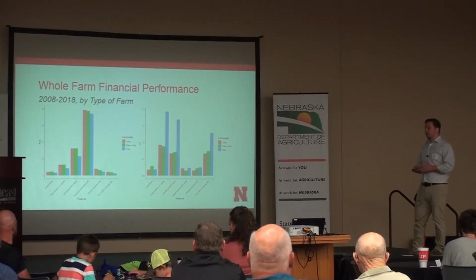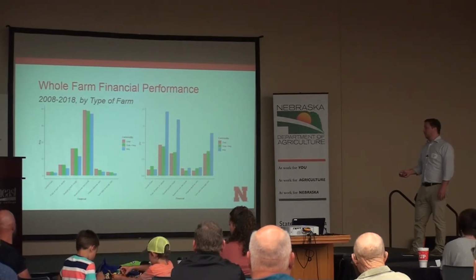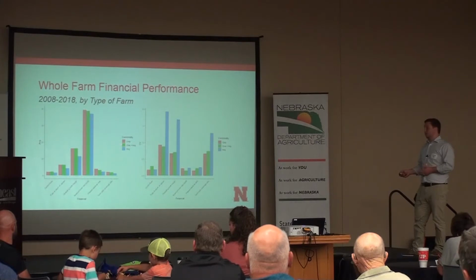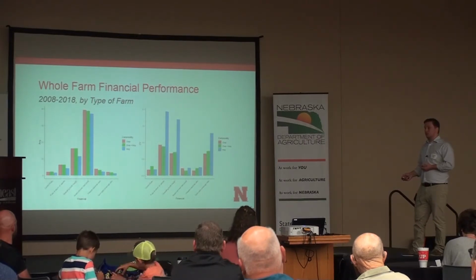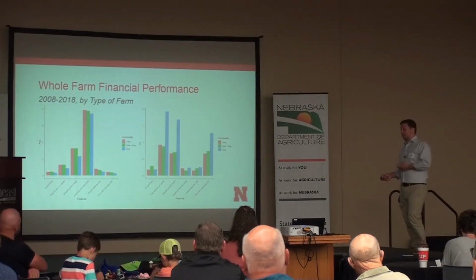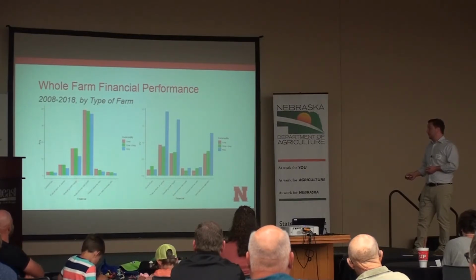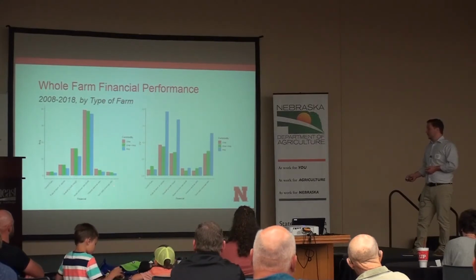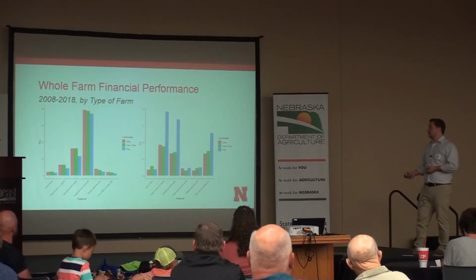So what does this look like on average over this time frame? If people choose to add a hog operation to a crop operation, it really doesn't affect our liquidity. Our current ratio kind of stays the same. In fact, sometimes in some cases it improves. Our profitability kind of stays the same. We're able to turn about the same number of assets. And it doesn't hurt our ability or repayment capacity.